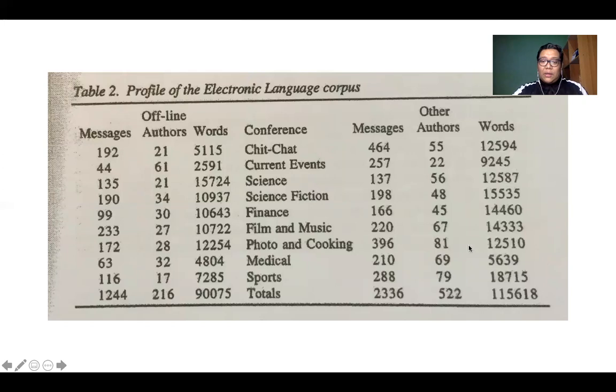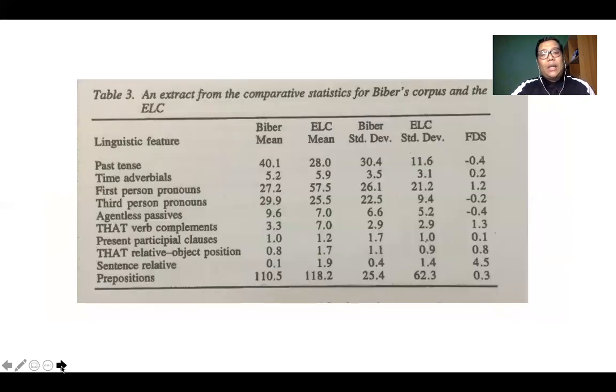And then in this table, you could also see the number of words, the number of authors involved, and the number of messages per conference, per specific category. Now, if you look at table 3, this one is an extract from the comparative statistics for Biber's corpus and the ELC, which was considered as the other subset here.